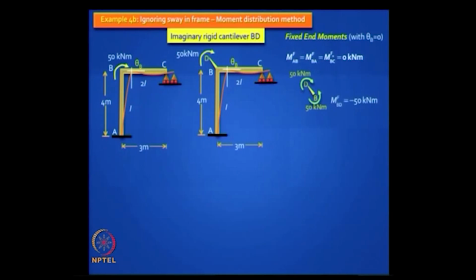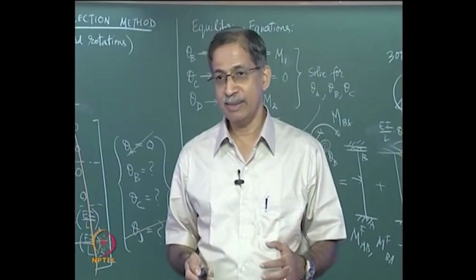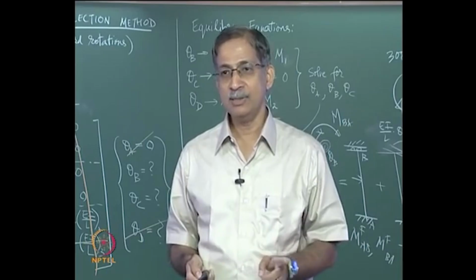So I have an element DB and I have a fixed end moment in that, MF BD equal to minus 50. Do you get it? But that is a cantilever. I am doing it just to enable me to do the moment distribution. This is how you handle concentrated moments in the moment distribution method. You do not need to do this for the slope deflection method.